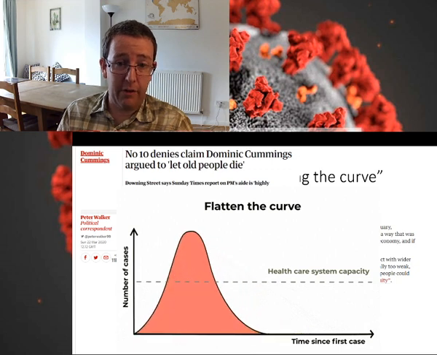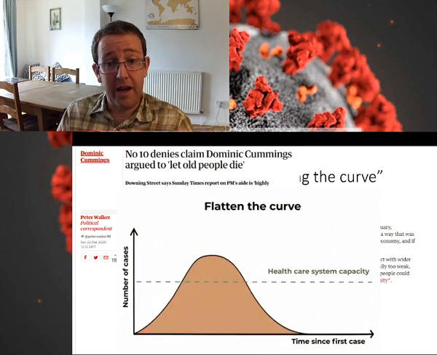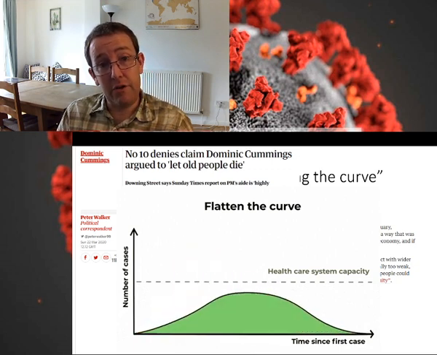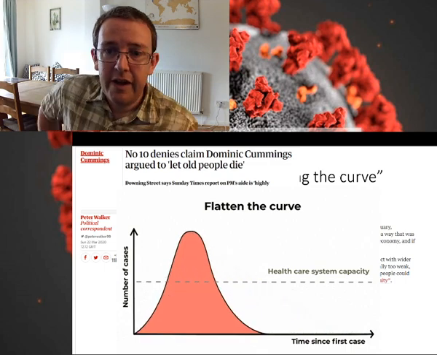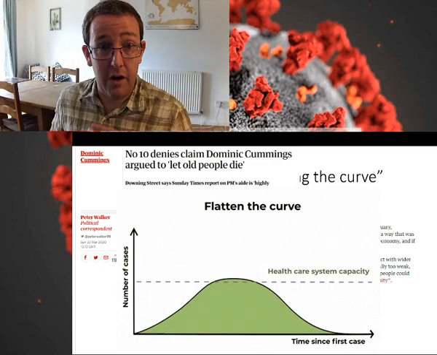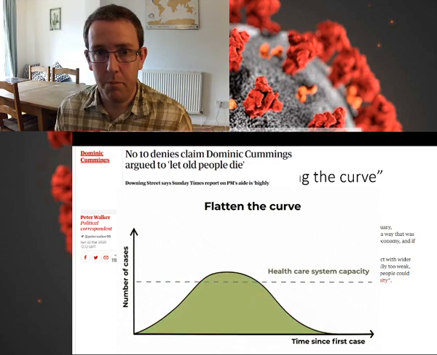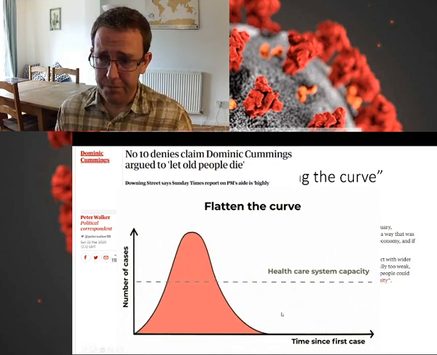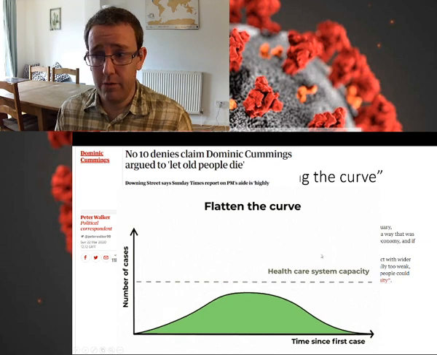The dotted line there is healthcare system capacity, and if that line is exceeded, it doesn't mean that just people with Covid-19 aren't getting treated. It means that people with other health conditions aren't getting treated either, and that's obviously a very bad thing. So that's what we mean by flattening the curve, and that's what we're trying to do.